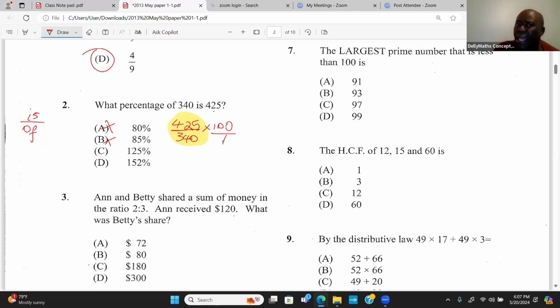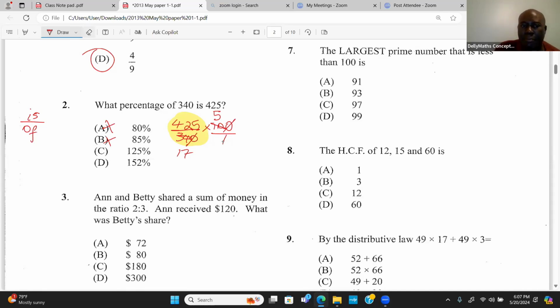I was suggesting that if you try to do this the regular route, you might run into a little traffic. So let us do the regular route and see. Let us say you're a person who wants to cancel down. Regular setup, you cancel this with that, and look what's going to happen. 2 into 10 is 5, 2 into this is 17. These numbers are ugly for a multiple choice because remember, you don't have a calculator. So you end up with 425 over 17 times 5. I wouldn't want to do that.